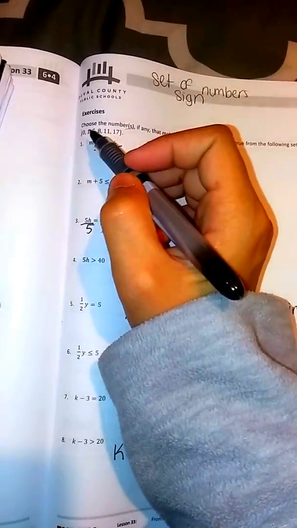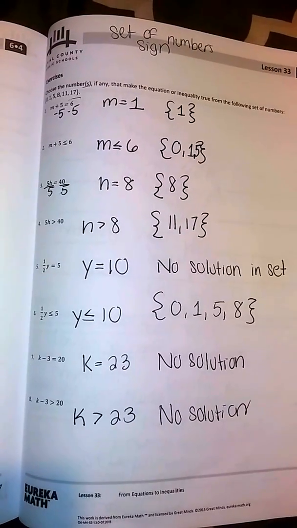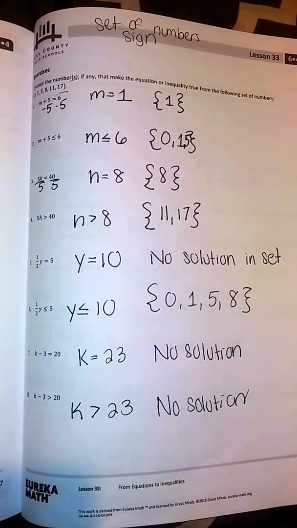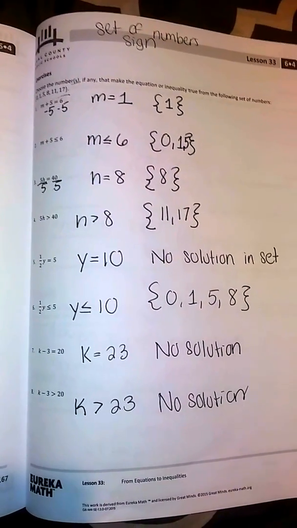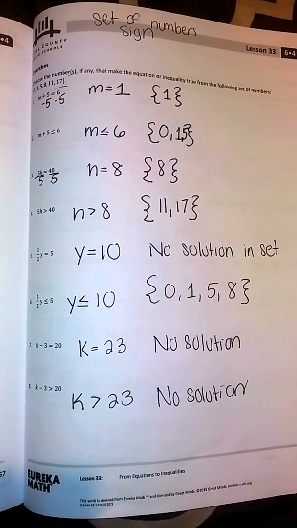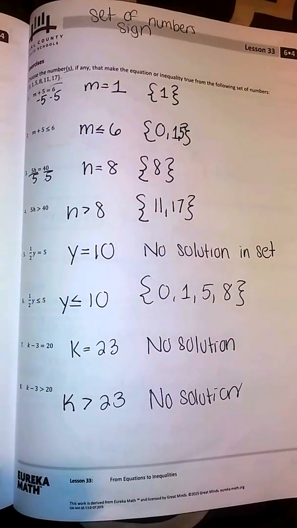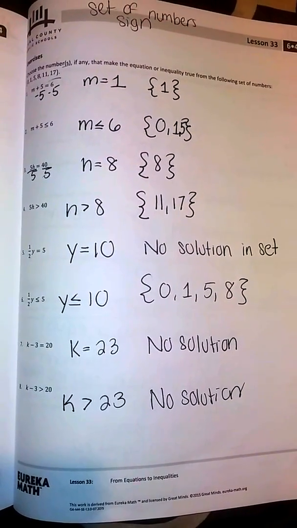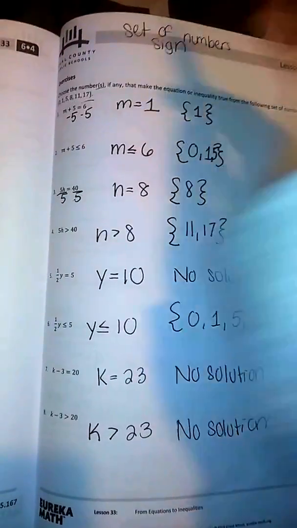Okay, for 6, you would have y is less than or equal to 10, and your set of numbers would include 0, 1, 5, and 8. For 7, you would have k equals 23. There is no solution there because 23 is not in your set of numbers. And for 8, you would have k is greater than 23, and there would be no solution because we don't have anything larger than 17 here.